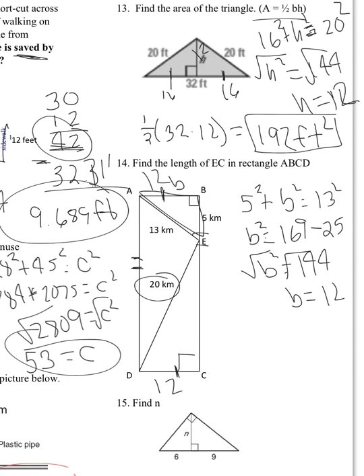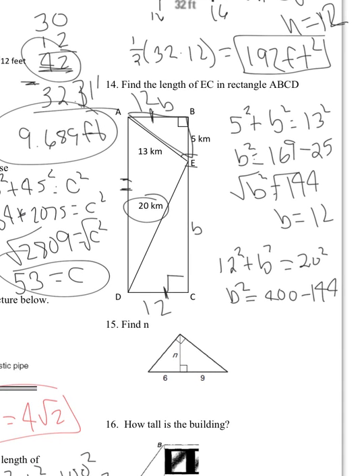If this is a rectangle, this is a right triangle, you can do 12 squared plus B squared, we'll call it B again. If you want to call it something different, that's fine. Equals 20 squared. That's going to be 400 minus 144. And 400 minus 144 is 256. Square root, B is 16.